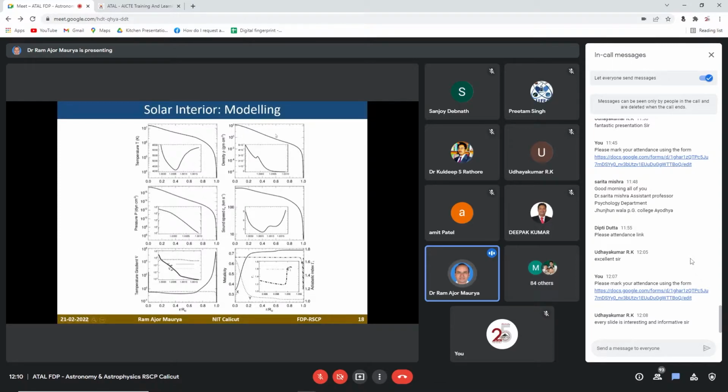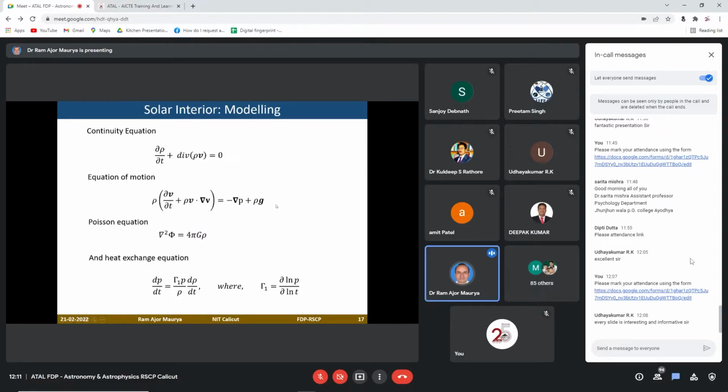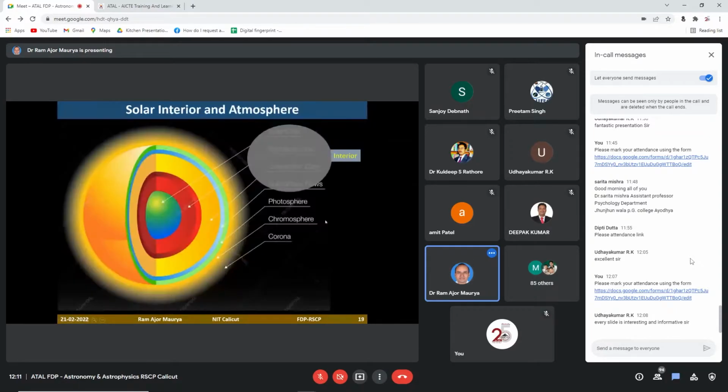Then we have the density, the pressure, and sound speed. All these parameters we can compute from the theory, by solving these equations numerically. So that is the interior.